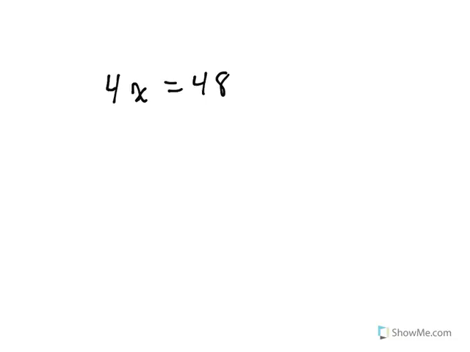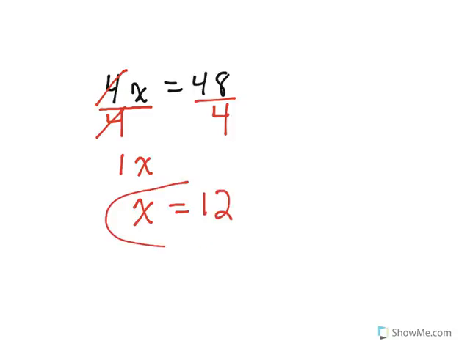Another example, 4x equals 48. Remember, 4x means 4 times x. Opposite of times is divide. So instead of multiplying by 4, we're going to divide by 4, both sides of the equal sign. 4 divided by 4 is 1x, or just x. In algebra, we typically do not leave the 1. And on the other side of the equal sign, 48 divided by 4 is 12.